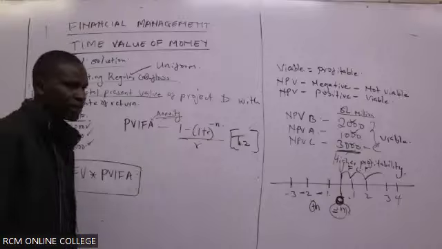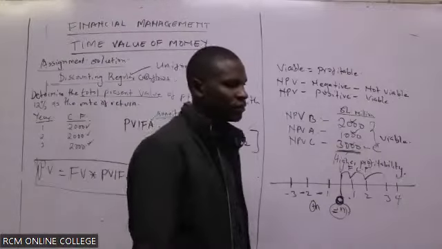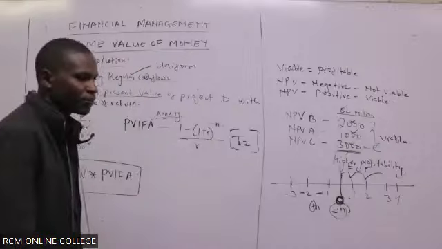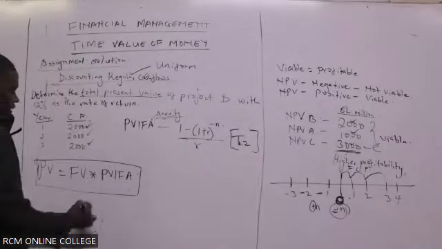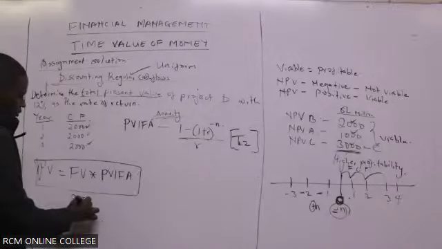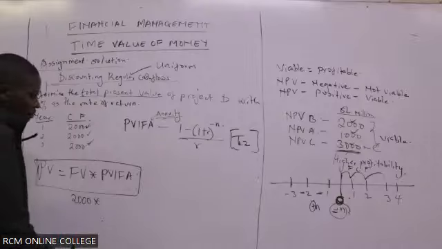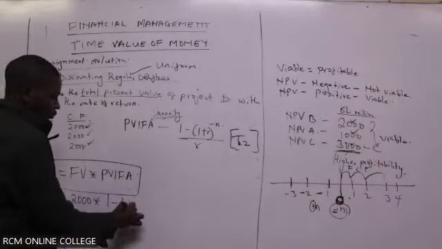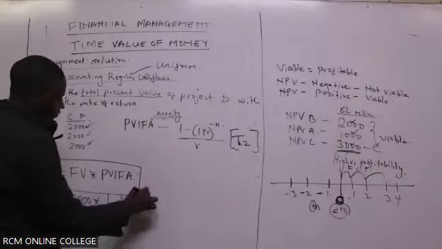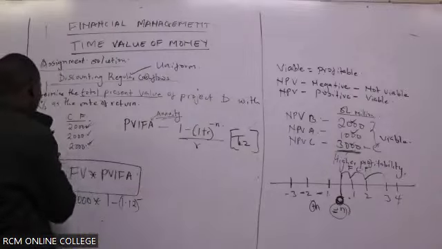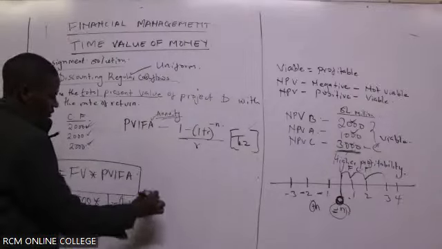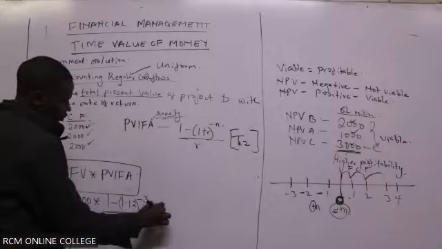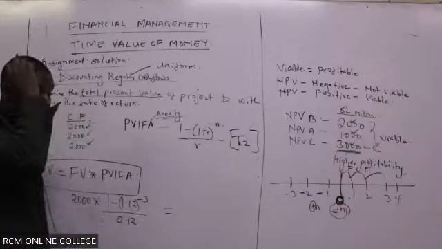For example, in our case, what is our future value? In our question there, it is 2000 times PVFA. PVFA will be 1 minus 1.12 raised to the power negative 3, the number of years, then this divided by 0.12. Whatever you get there will be the present value.